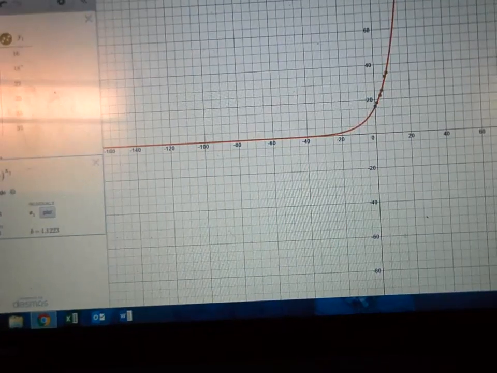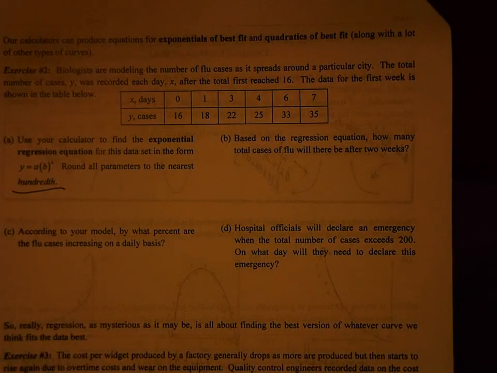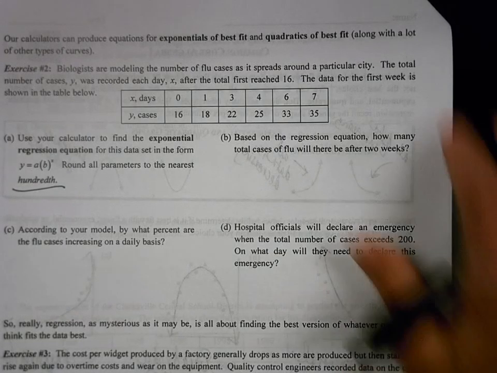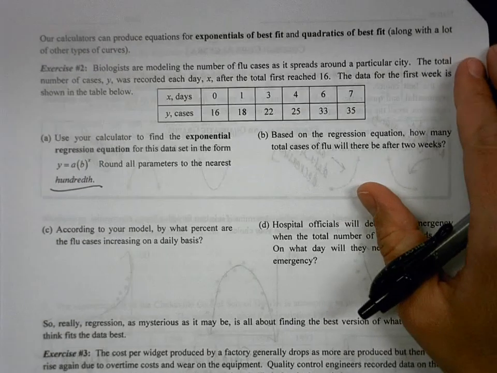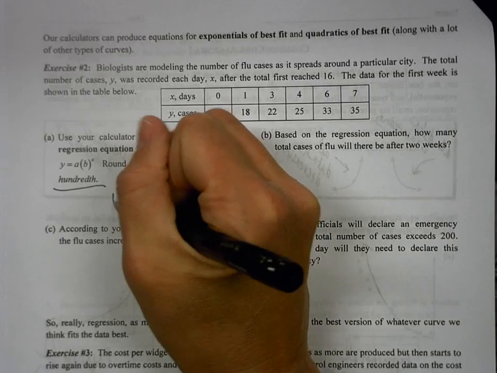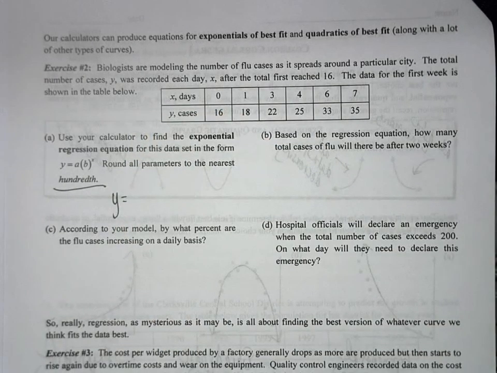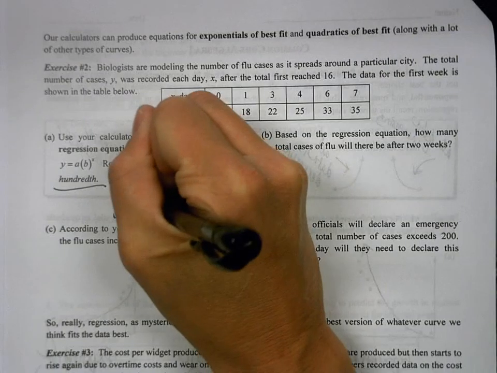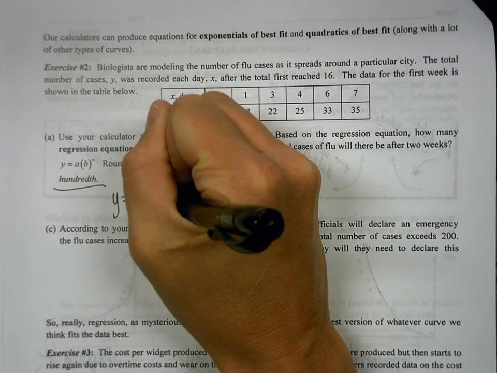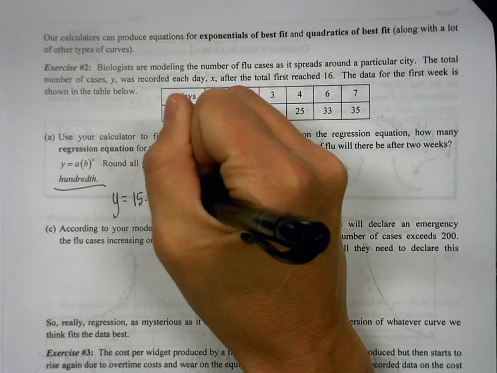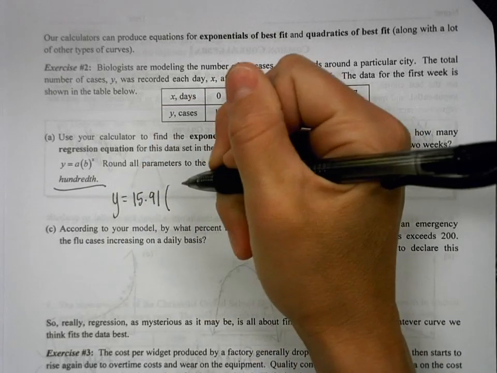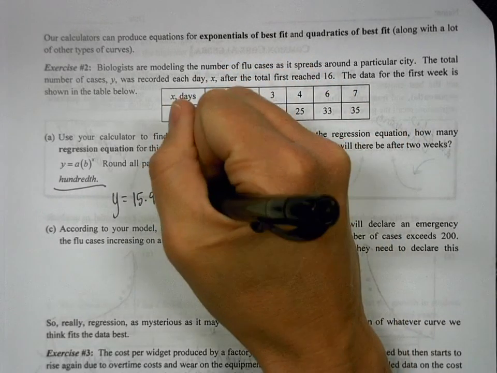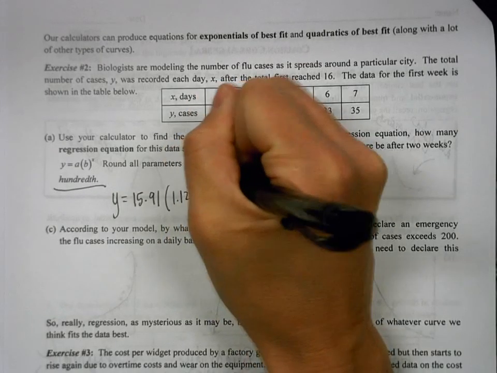Okay, so I'm going to take this away here for a minute. What am I going to write my equation as? And again, we're rounding to the nearest hundredth. So it's going to be y equals, what was the a value that they set on there? 15.91. And then parentheses, what was the b value? Good, 1.12 to the x power.